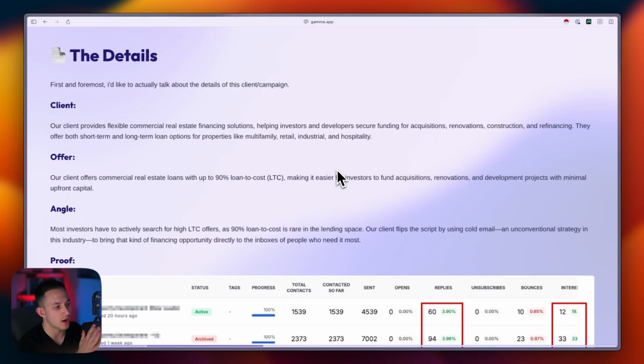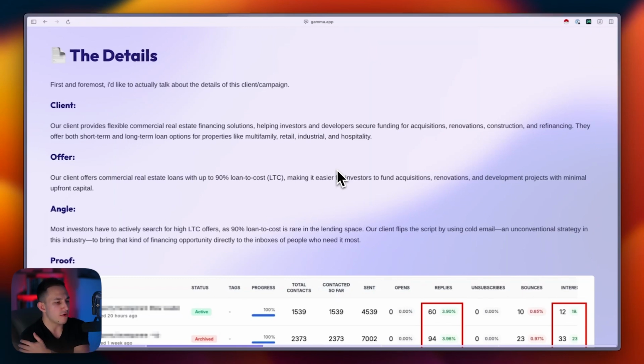Now, for starters, I want to go over the details because I don't just expect you guys to believe me out of thin air. The client that we're going to be doing this case study about provides flexible commercial real estate financing solutions. They help investors and developers secure funding for acquisitions, renovations, constructions, and refinancing. And they offer both short-term and long-term loan options for properties like multifamily, retail, industrial, and hospitality.